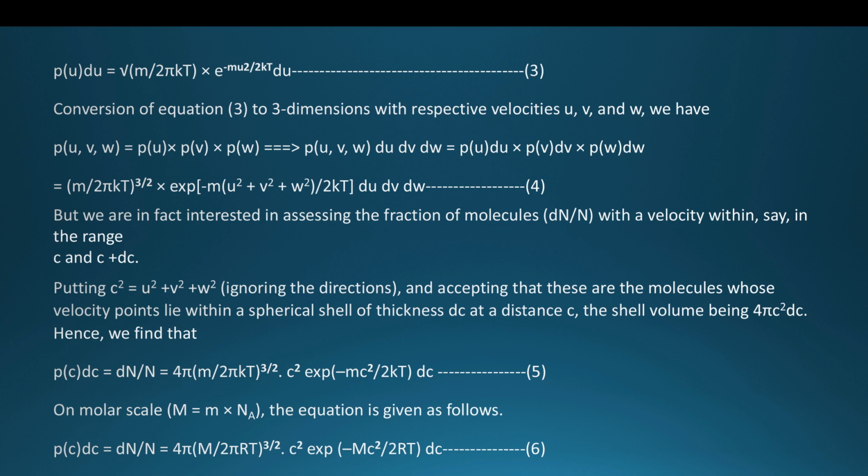Solving further, we derive the probability expression, dN over N, where N is the total number of molecules. dN over N is the fraction having velocity in the range c and c plus dc. This formula has been derived as equation 5 for one molecule. On a molar scale, the same formula becomes equation 6. We have to replace small m by capital M, the molar mass, and replace the Boltzmann constant by the universal gas constant.